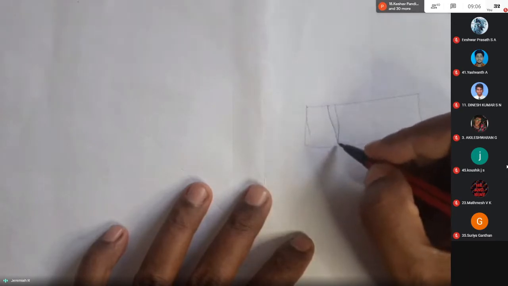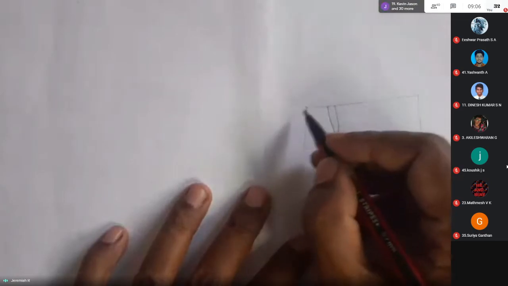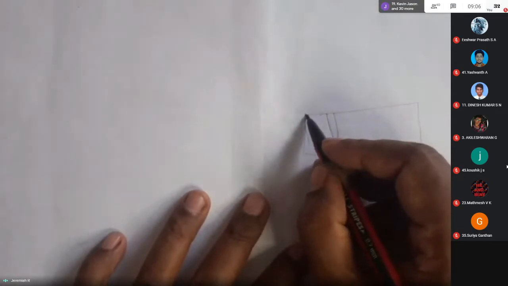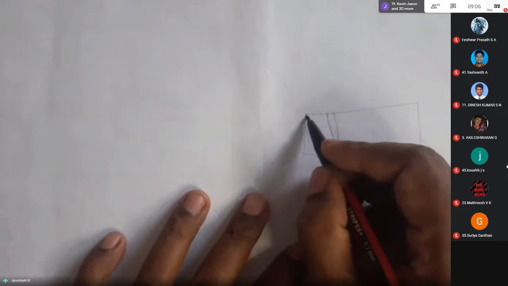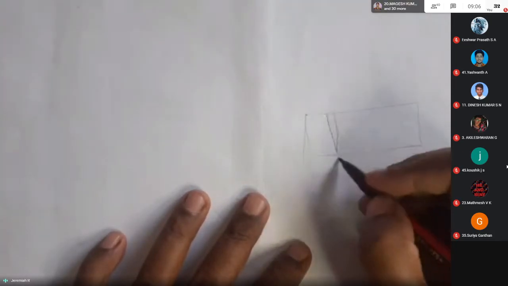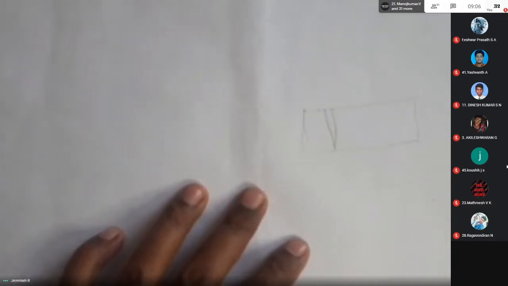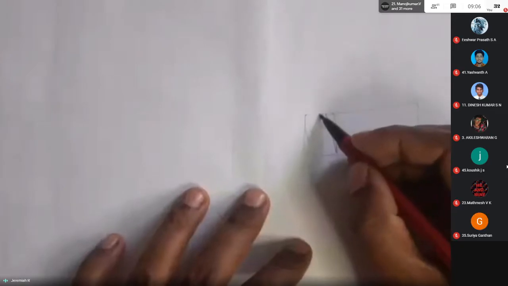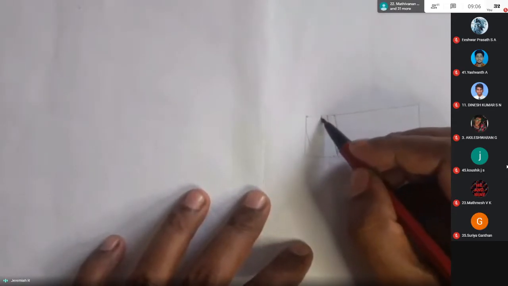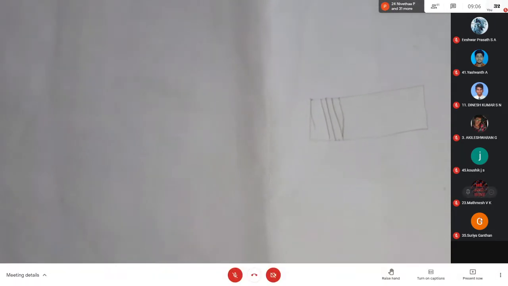In case of diagonal scale, I saw some mistakes in your assignments. If you want to divide this into 10, you have to divide it into 10. The first point and this end, you have to connect. And for the next point, parallel to this, you have to draw a line here. But some of you are not doing that, so just check it. That is one thing.